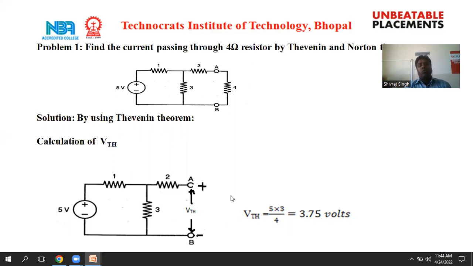According to the voltage division rule, the VTH must be equal to the total source voltage V in volts, that is 5 into 3 divided by 1 plus 3. So overall VTH equals 3.75 volt.